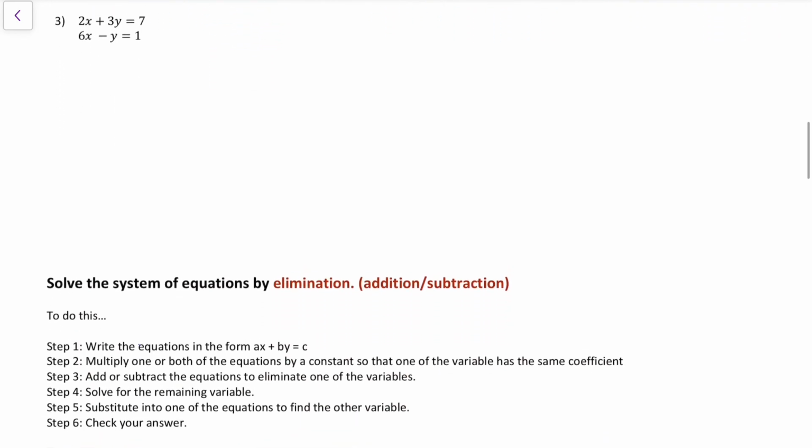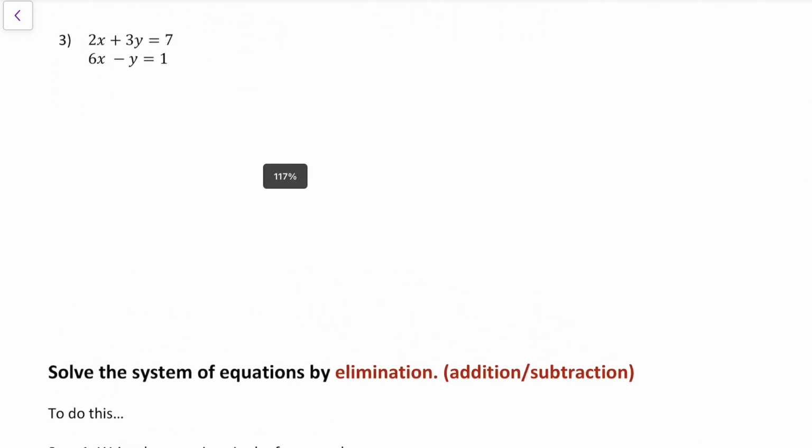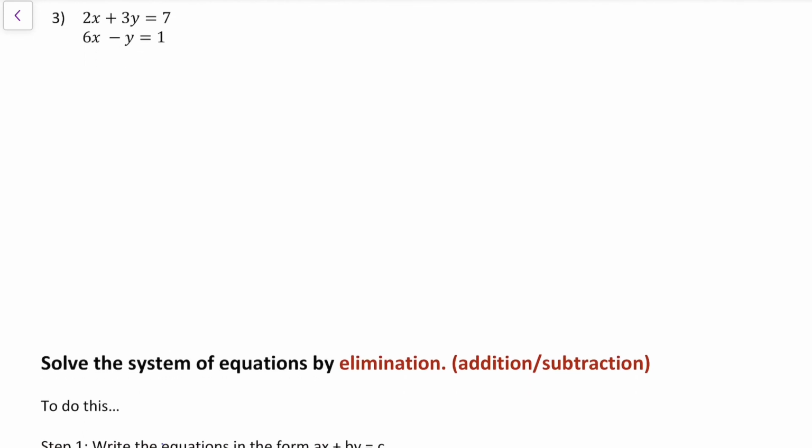Last one to try using substitution. And I'm looking for which one is maybe going to be easiest to get by itself. And this y is standing out to me in the second equation there. So I'm going to rearrange this equation to get y by itself. So I'm going to subtract 6x from both sides. I get minus y equals 1 minus 6x. And then I'm going to divide or multiply by negative 1 in order to get the y to be positive. So I get y equals negative 1 plus 6x.